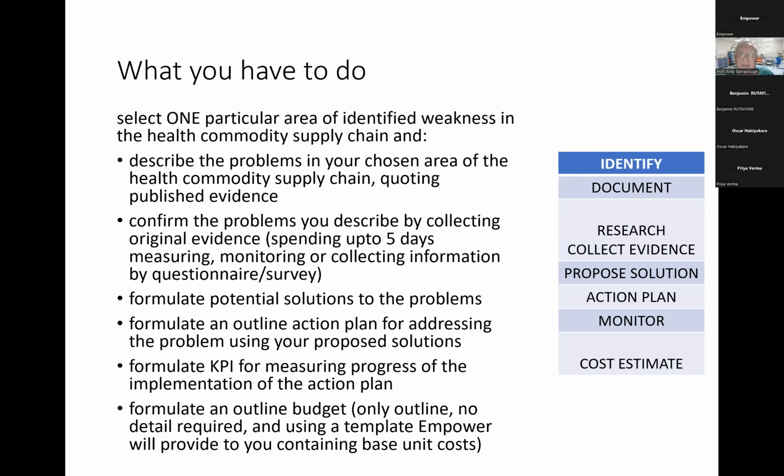You need to formulate an outline budget. It only needs to be an outline, not looking at detailed costings. And we'll help you with some unit prices around that sort of thing. We can guide you along the way there. And again, it's only a crude budget. We're not looking at a detailed budget. What we're looking at is this $10,000 or $1 million. Where does it come in between? Just give us some kind of indication on the budget. So we're going to identify, document, research, formulate a solution, action plan, and a budget.